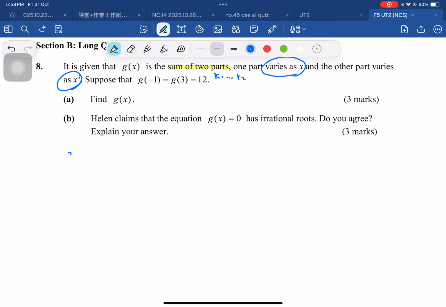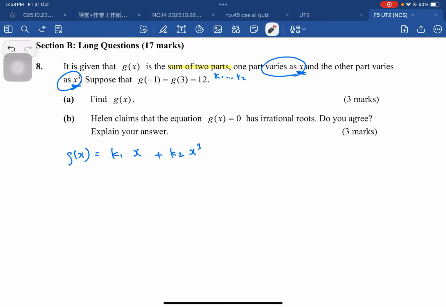So first of all, you can just write down g(x) is equal to, because this is the sum of two parts, k1 something plus k2 something. And the first something is just the x, and the second something is the x cubed. If the question says "inversely," then it's going to be divided by x. But when they didn't say inversely explicitly, then it just times the x, okay?